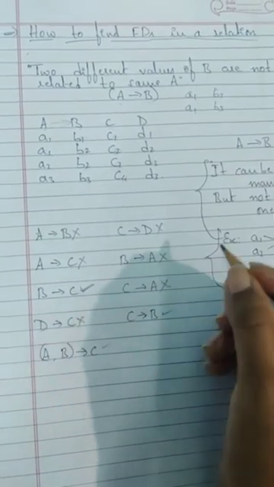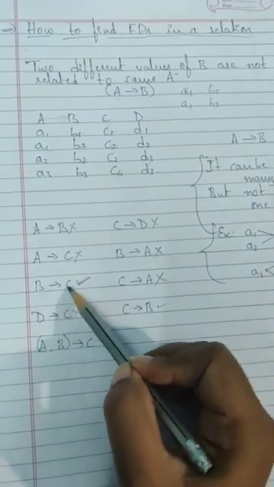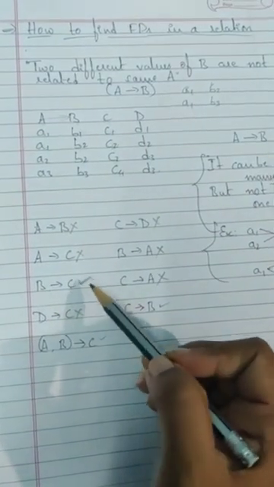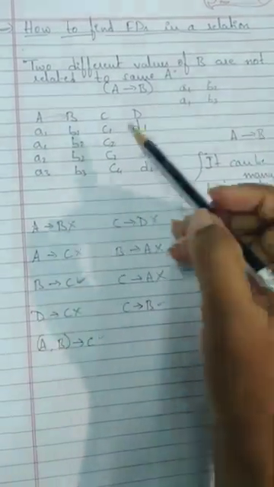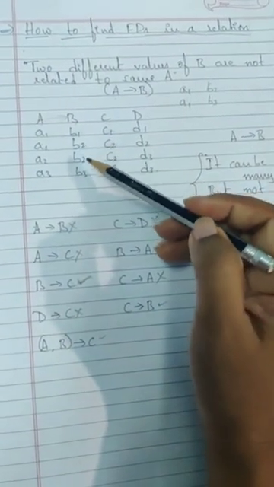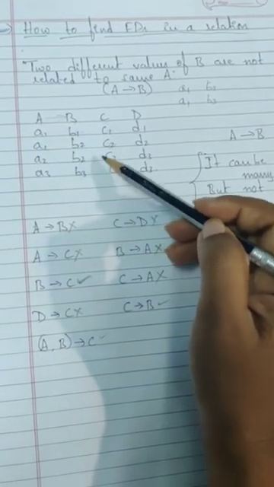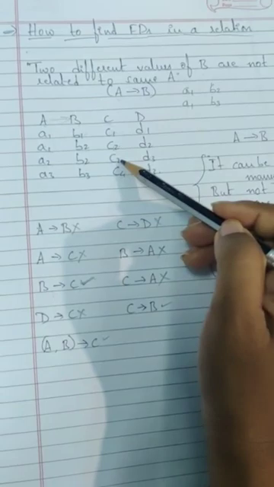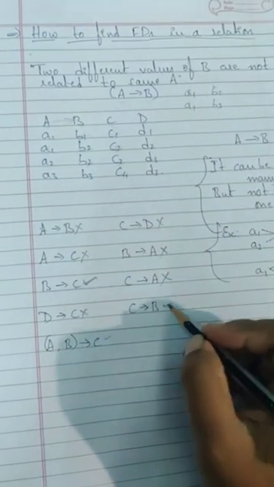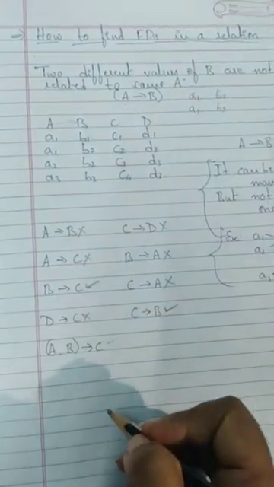Next we have C determines B. We have checked B determines C, which is a functional dependency. Now we will check the reverse, that is C determines B. For two different values of C, we have two different values of B. So this is also a functional dependency. We can consider that as a functional dependency.